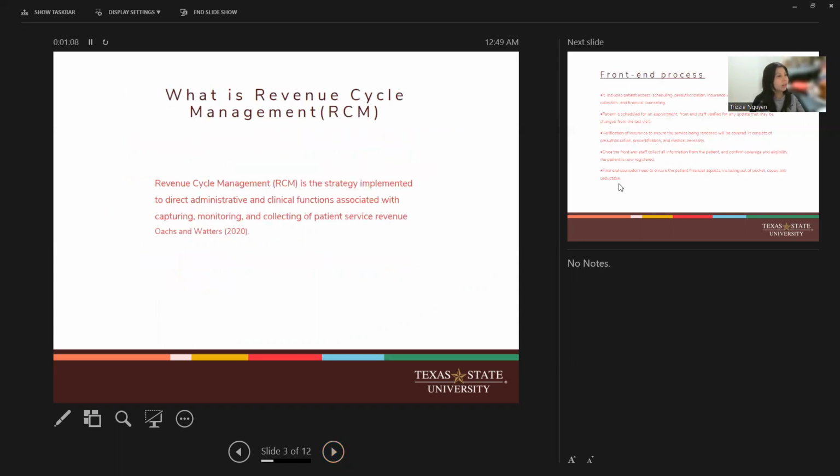So what is revenue cycle management? According to Oak and Water, revenue cycle management is a strategy implemented to direct administrative and clinical functions associated with capturing, monitoring, and collecting a patient service revenue.